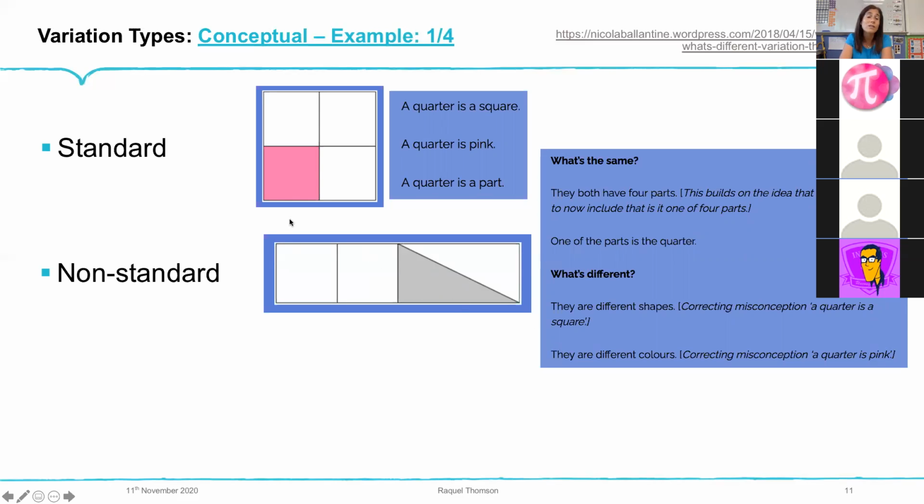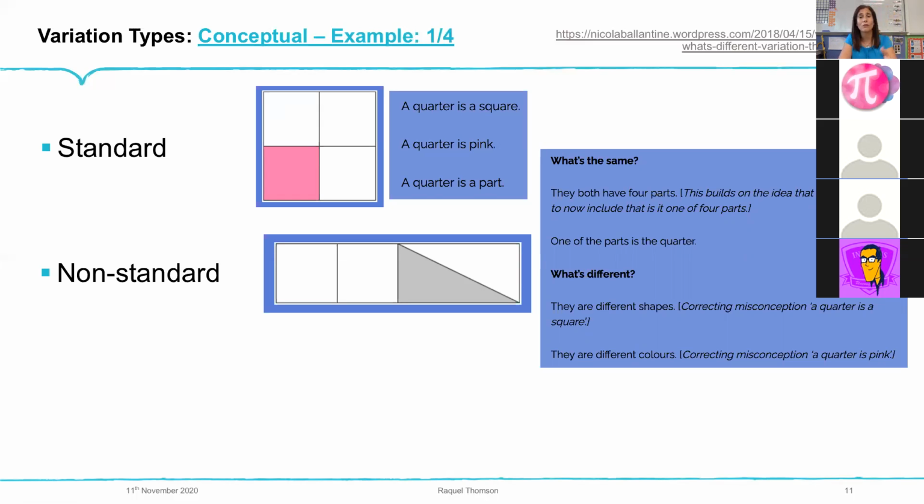They could be different colors. Well, I can see that they can be different colors, and that they could be different shapes as well. And that takes away that misconception already that a quarter has to be a square, which, if we had only represented a quarter like the first one in the standard option, is probably the idea that would stick in their heads.